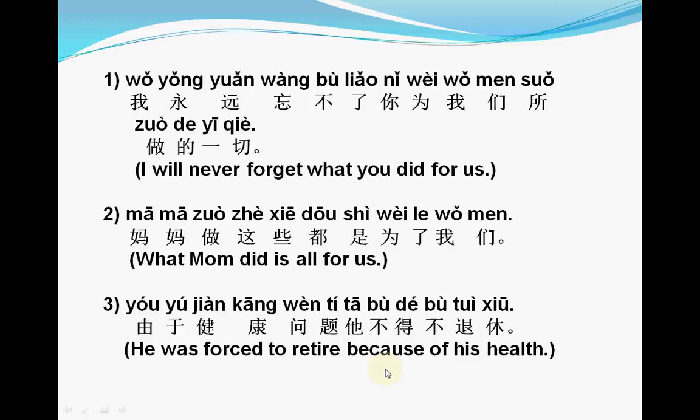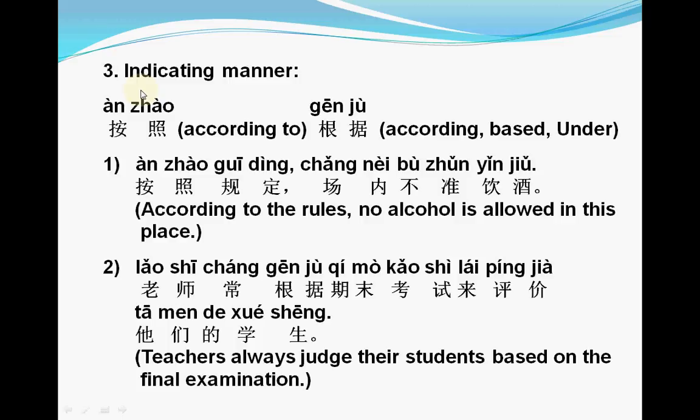Okay, some prepositions can indicate manner. For example, 按照, 根据. Okay, some example sentences. 按照规定场内不准饮酒. 按照 is the preposition in this sentence. According to. 规定 means the rule. 场内 means inside this place. 不准 means is not allowed. 饮 means drink. 酒 means alcohol.